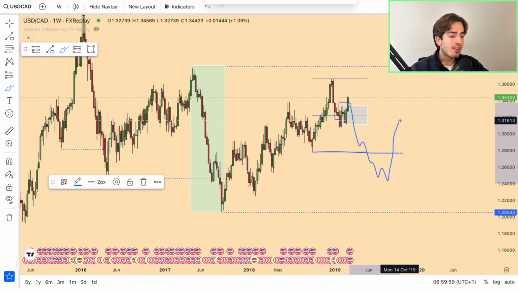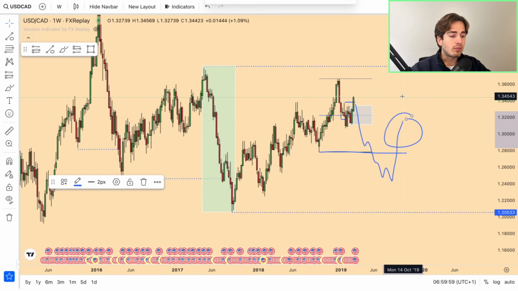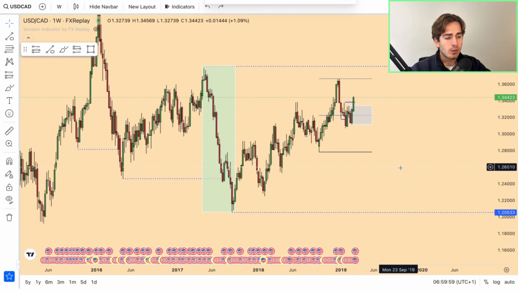Once that low breaks, then here I'll go in massively, because that's the moment that both the daily swing structure and the weekly swing structure, or the weekly internal structure, will align with each other.